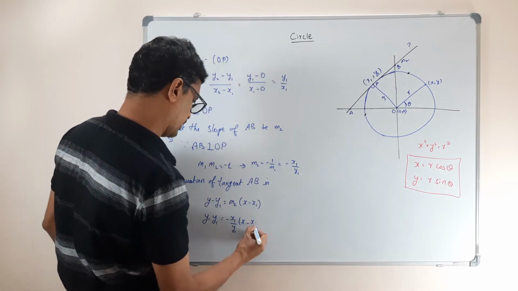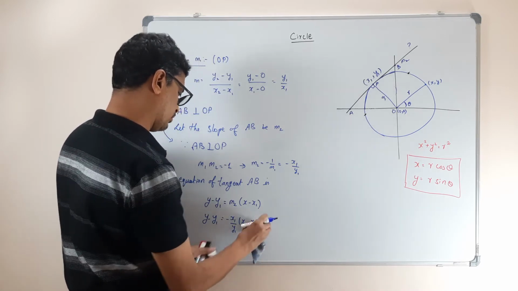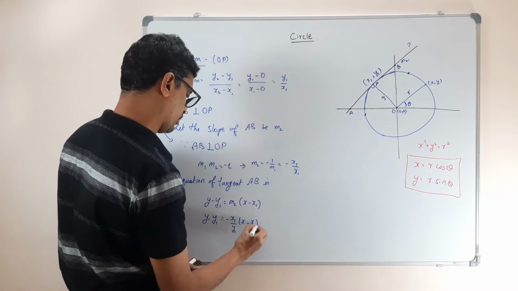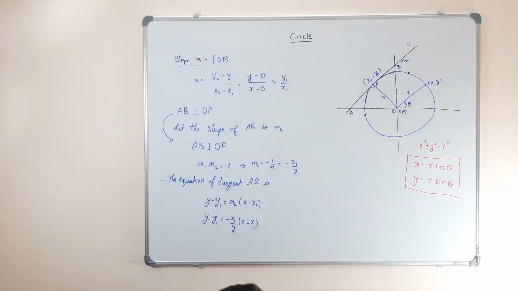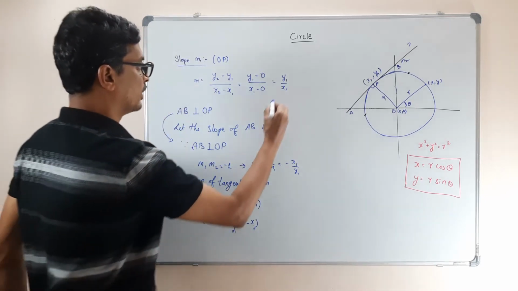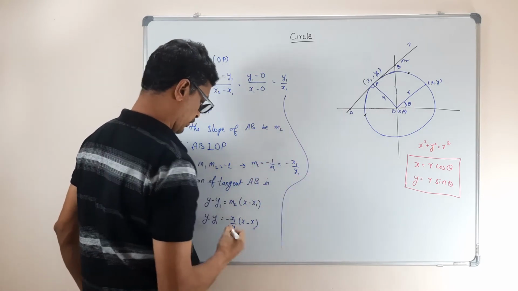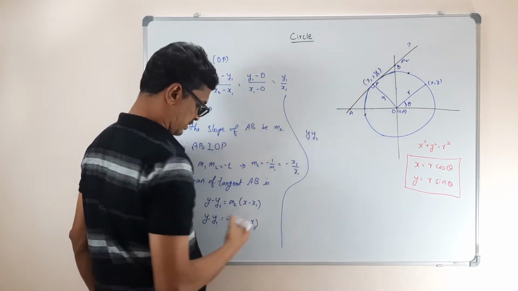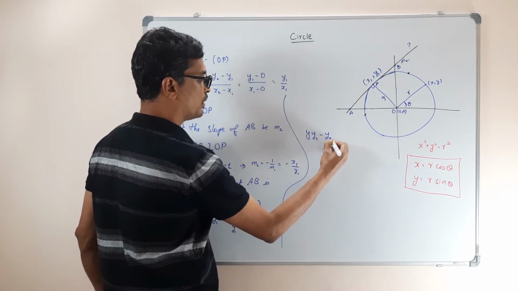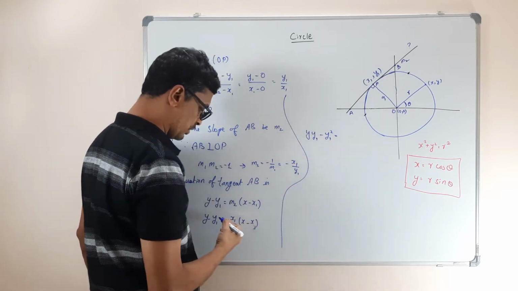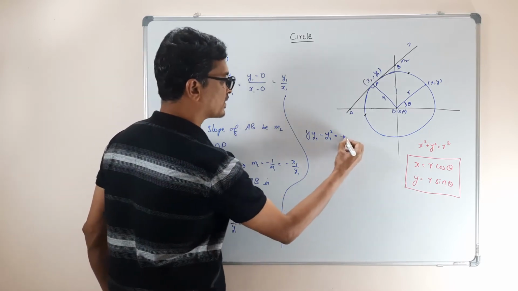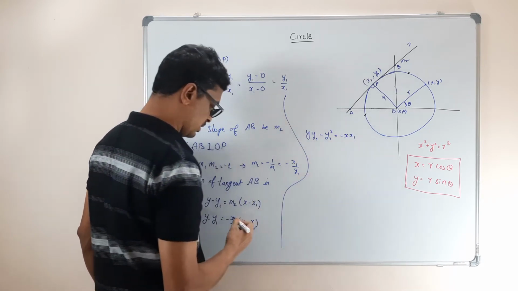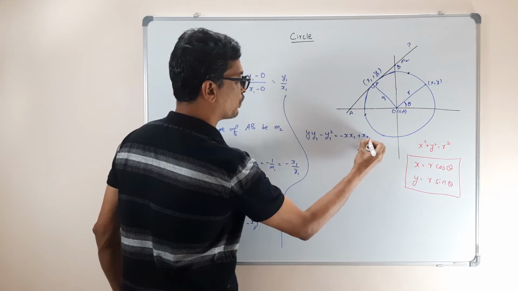Minus x1, correct? What am I doing? Okay, good. So we will take the y that side. So then what happens? Tell me. So when you take this one, this will become y1 minus y1 square equal to minus x1 plus x1 square.